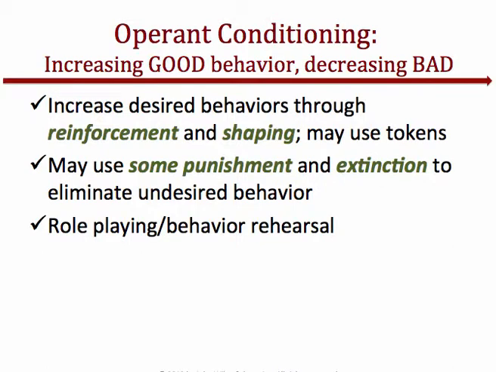Now, in terms of operant conditioning, we've talked about reinforcement and punishment, and these are essentially the major techniques that are used to try to either increase appropriate or desirable behaviors, or to decrease undesirable ones. So we've talked about the concept of shaping, which is providing rewards for successive approximations of a target behavior.